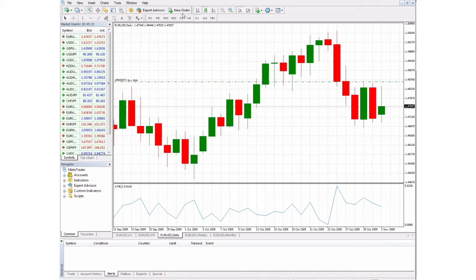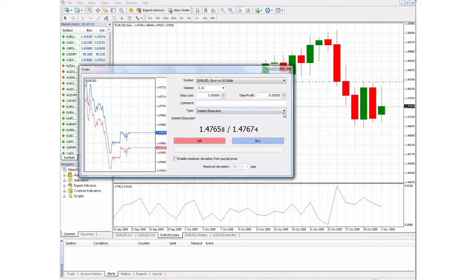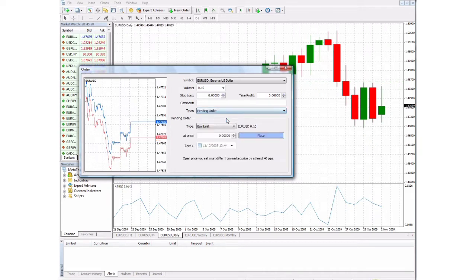Okay. Now we're going to place a sell stop at the price 1.46787. Okay. And I think the problem before was perhaps I was putting the sell stop price where the buy stop price should have been. Okay, so here we go.